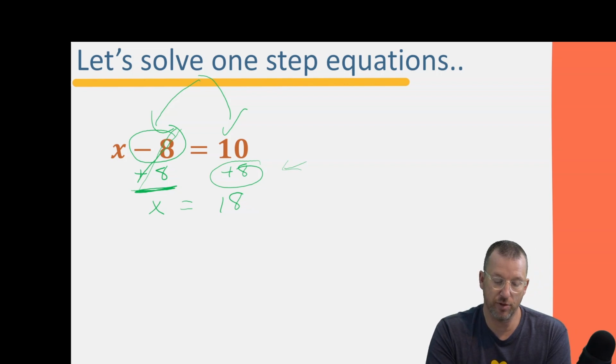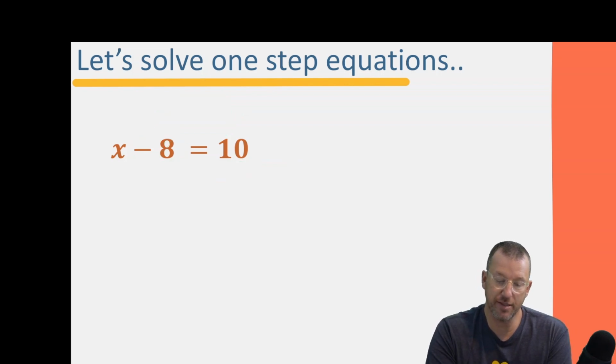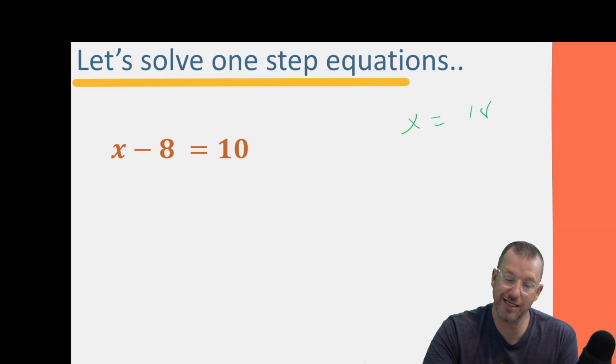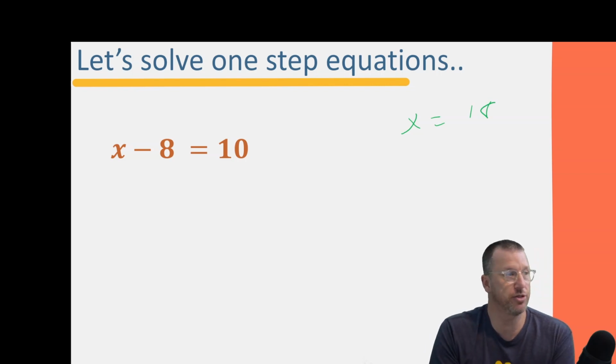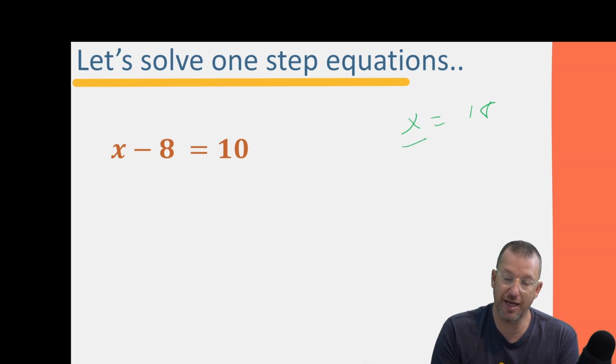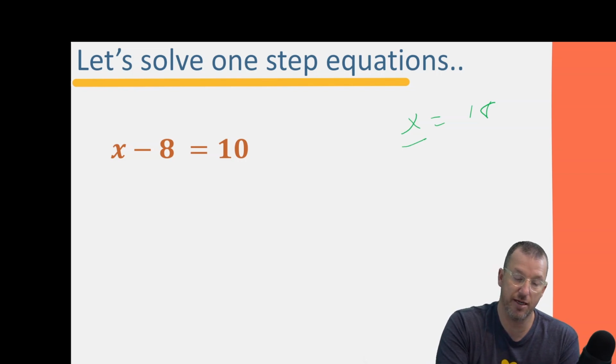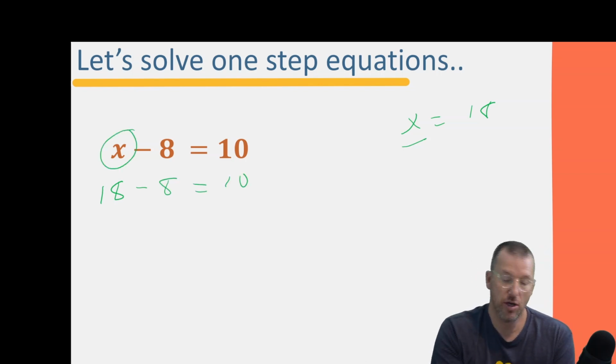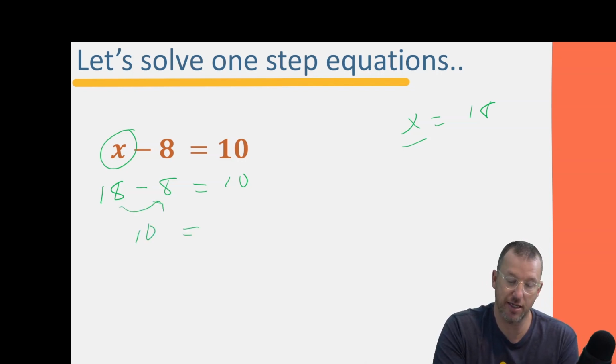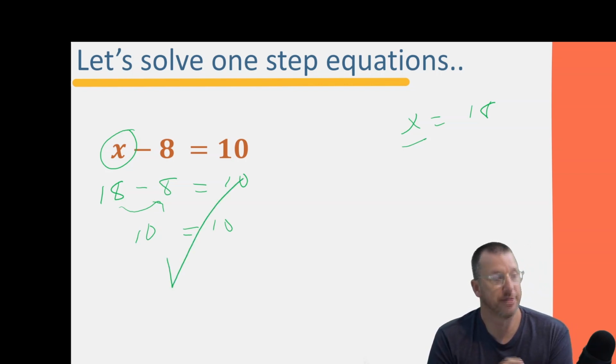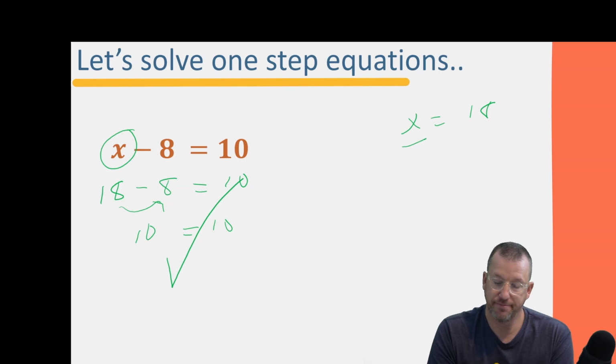So let me show you something real quick. I'm going to write this down again, x equals 18. To make sure this is right, I'm telling you that x equals 18. So let's put in an 18 where the x is, and then let's subtract 8 equals 10. So in other words, I just substituted the 18 in for that. What is 18 minus 8? Well, it's 10. And does 10 equal 10? Yes. Then I got it right. All right, let's try another one.